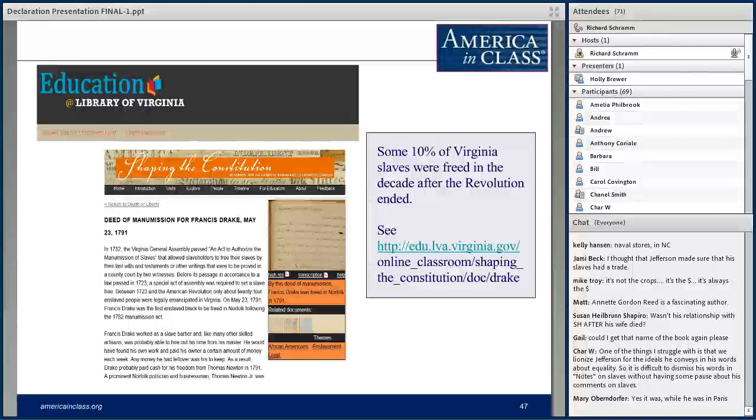So I think those need to be included in this discussion as well. Okay. And we have Char makes a comment here. One of the things I struggle with is that we lionize Jefferson for the ideals he conveys in his words about equality. So it's difficult to dismiss his words and notes on slaves without having some pause about his comments on slaves. That is a troubling aspect to Jefferson.